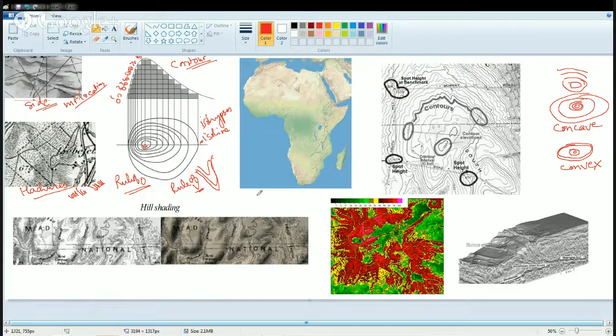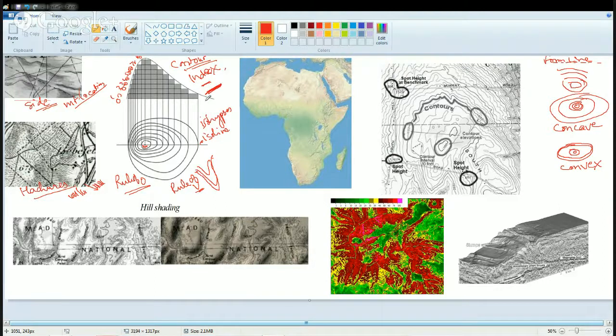Now similar to contour, there are two more features. One is form lines. Form lines are similar to contour, the only difference is that they are drawn in a dotted manner. So you will have dash dash dash dash instead of a smooth line. These are known as form lines. And the next one is known as index lines or index contours. Index contours are much thicker. So if a normal contour is this much, an index contour would be this much. That's the difference between a normal contour and an index contour.